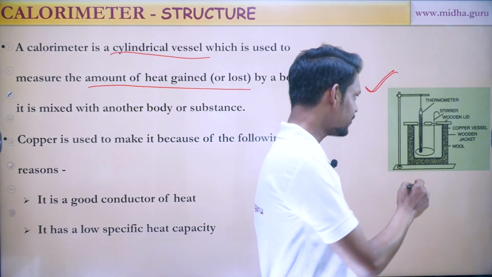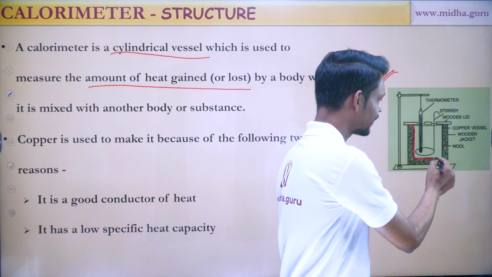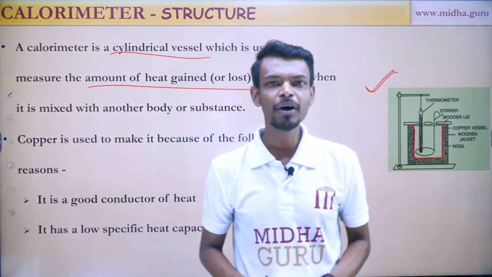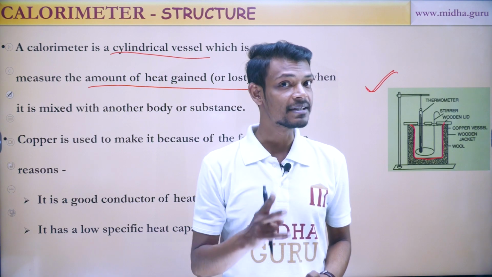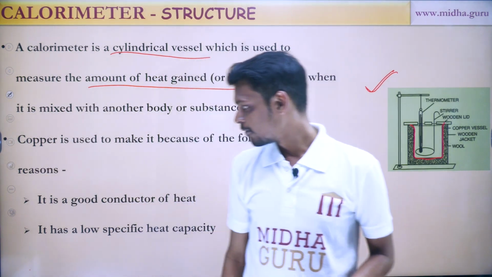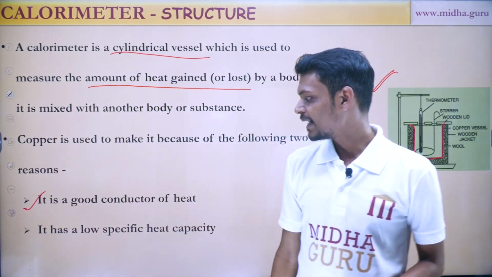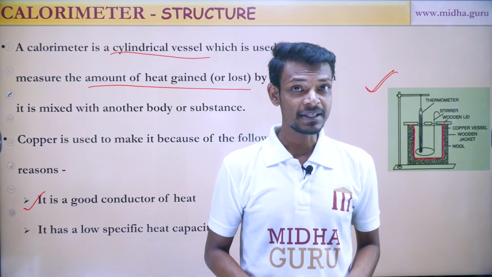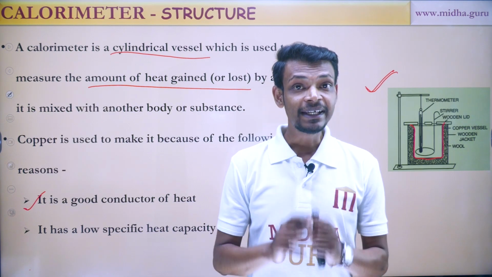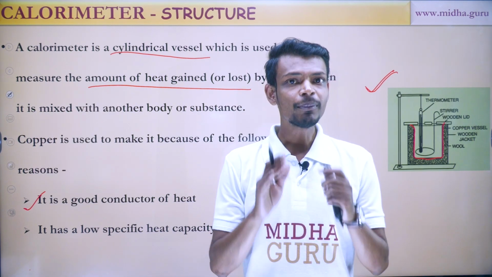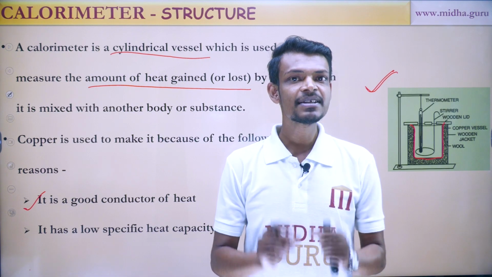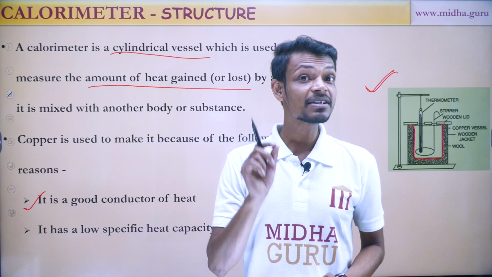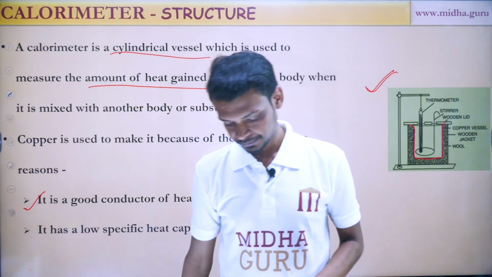Now, this calorimeter actually contains a vessel. I have highlighted it with the red ink. This vessel is made up of copper, and there are two reasons why we make it using copper. First, it is a good conductor of heat, and second, it has low specific heat capacity. Low specific heat capacity ensures that the heat lost to the vessel from the liquid that is kept inside the vessel is minimum, and the measurements that we get from the calorimeter are as accurate as possible.